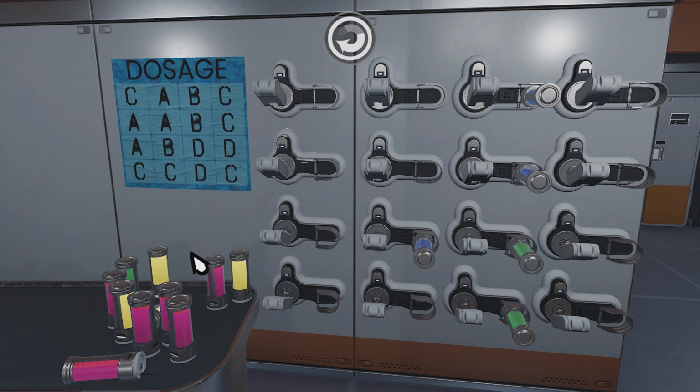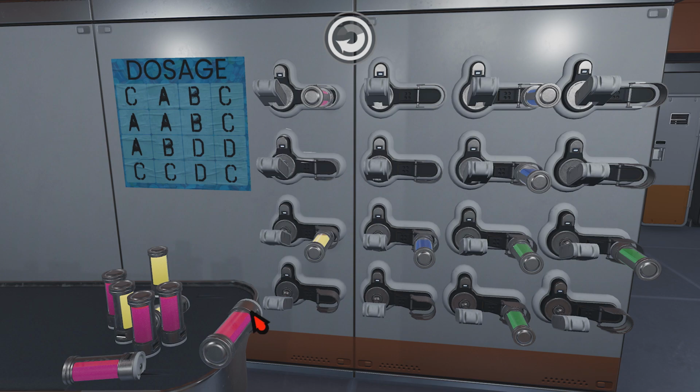And then we have 1, 2, 3, 4, 5 C's and 1, 2, 3, 4 A's. 1, 2, 3. Oh, we have 6 C's. So this one must be the C. The pink. So pink is C. A is yellow.